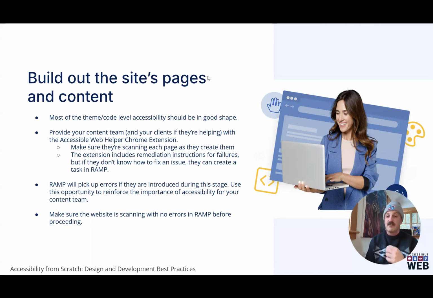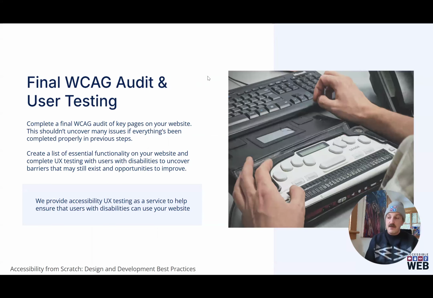So if they find errors, if they can't fix them within the Chrome extension, they can create tasks in Ramp that get sent to your website in Ramp so that your developers can go and fix them. So make sure that the content team is actively using the Chrome extension to detect errors and fix them as they build out content. And then what we would recommend is a final WCAG audit.